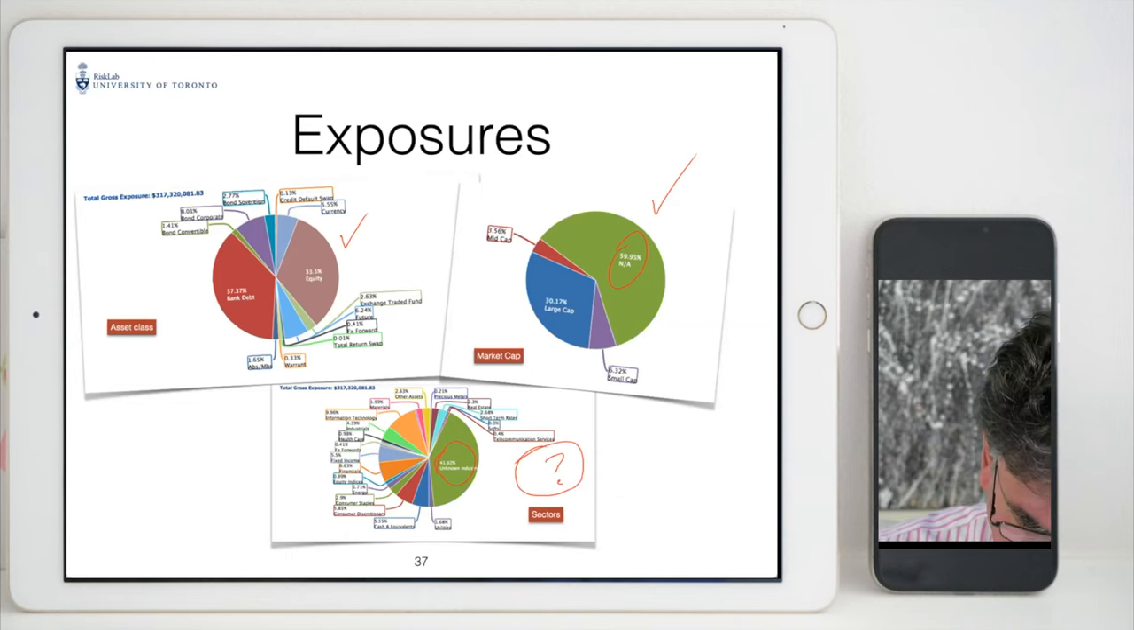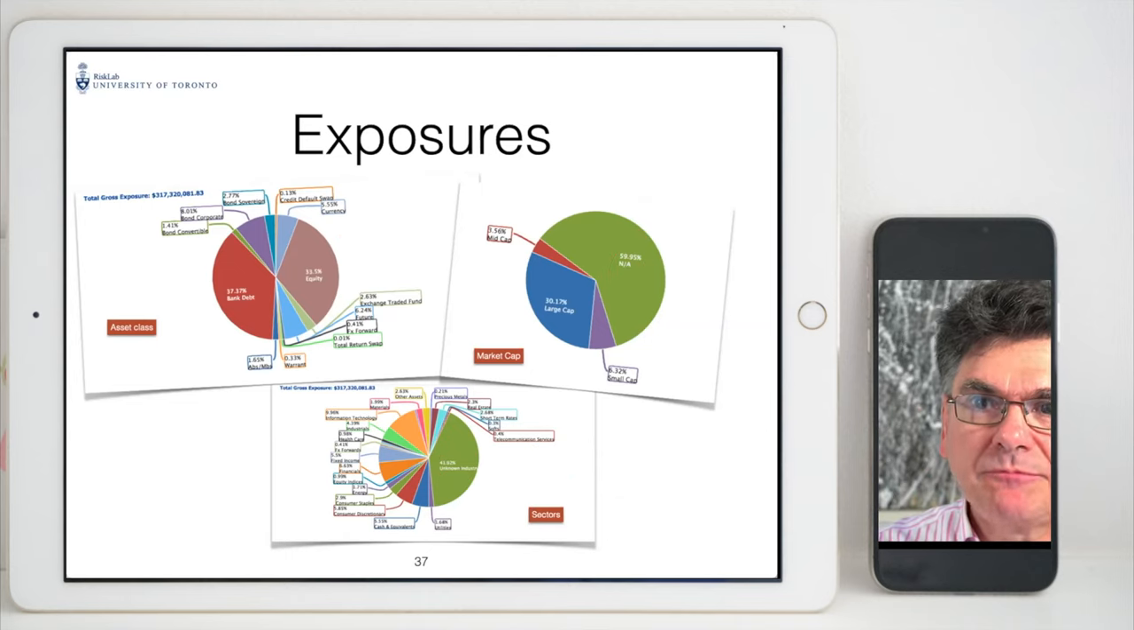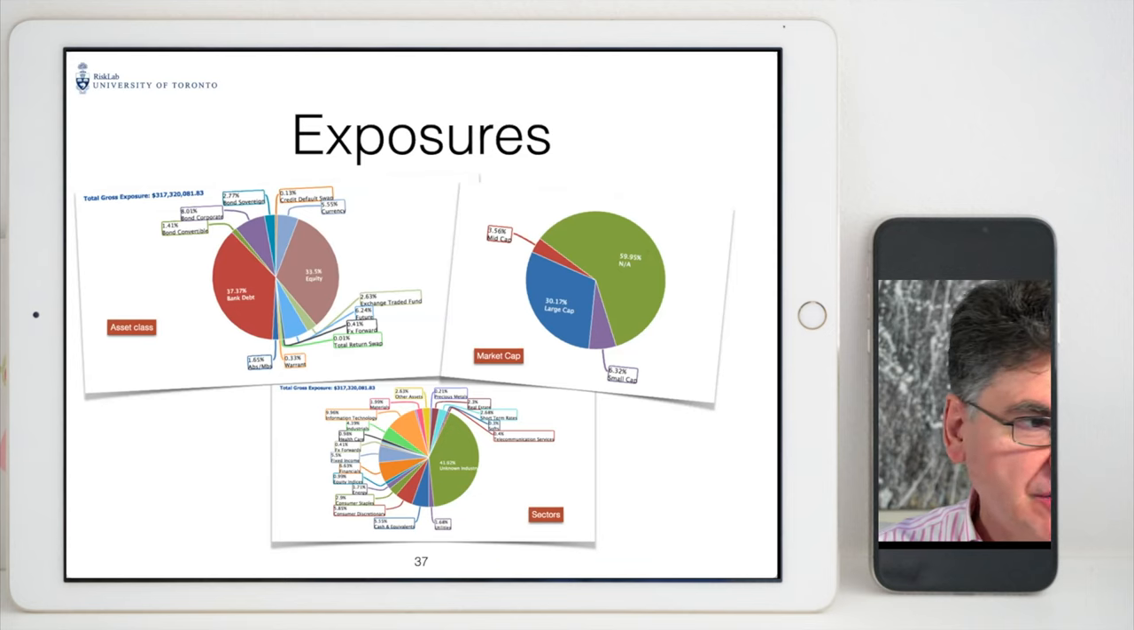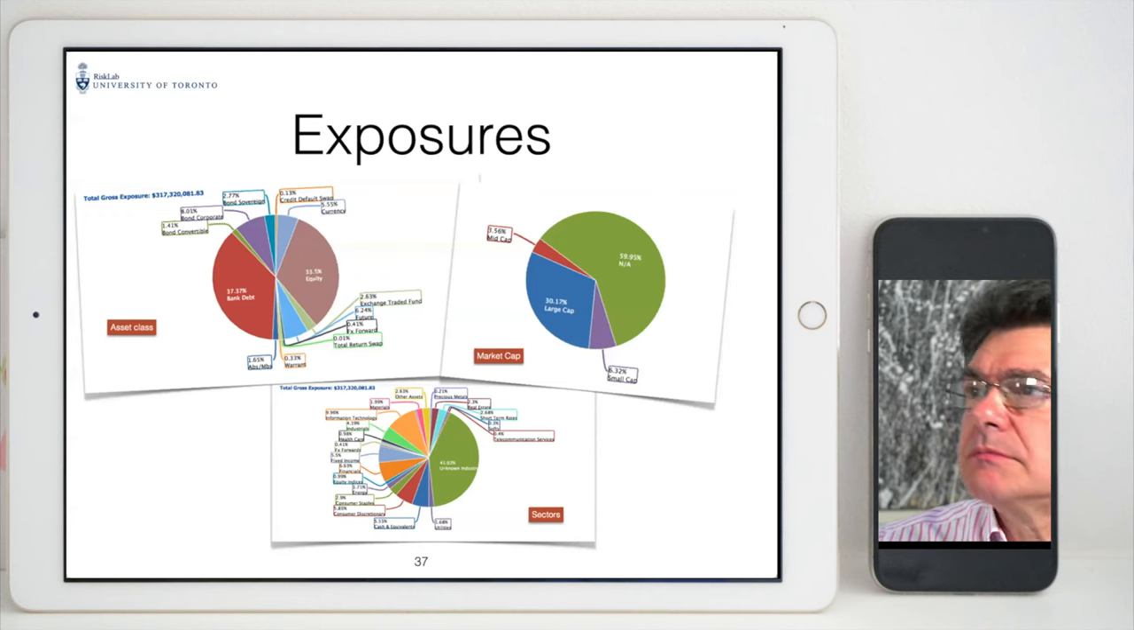Okay, so this is one activity that you do in risk management, and there are a lot of risk reports which are produced using this type of thinking. Any questions?